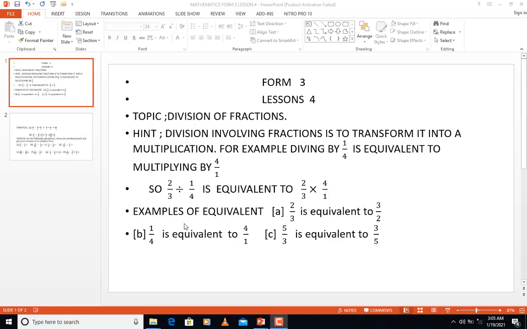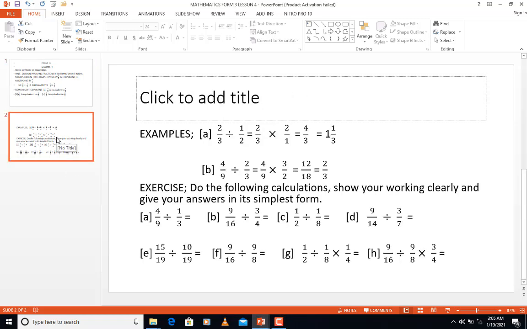So in this case now, what we are saying is, when you are dividing fractions, it is the same as multiplying by its equivalent. Now, let's move on and look at examples.